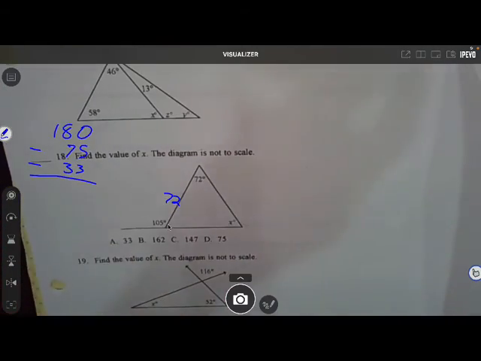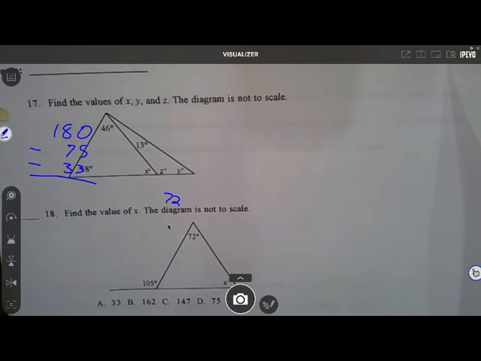What do we know about triangles? They're equal to 180. All the angles are going to add to 180. So, let's start with this big triangle right here on the left side. Okay, so 58 and 46 and X would add to 180.